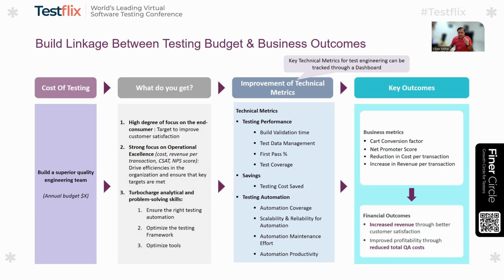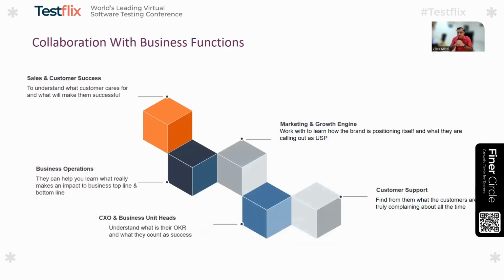One key area for you to achieve all of these metrics and to understand the business needs is the different departments or business functions in your organization. Let's first start with the sales and the customer success team. These departments can tell you what the customer really cares for and what will make the end customer successful. The marketing growth engine can help you understand the brand positioning in the market and how the brand is looking to differentiate itself from others.